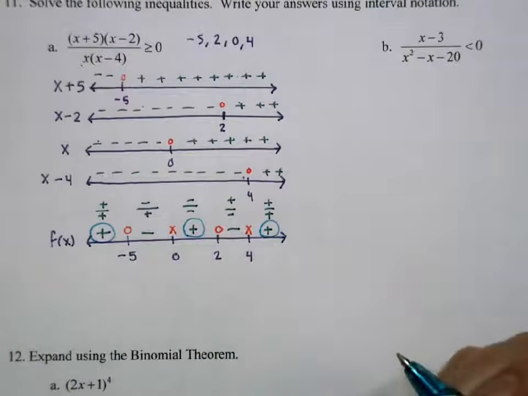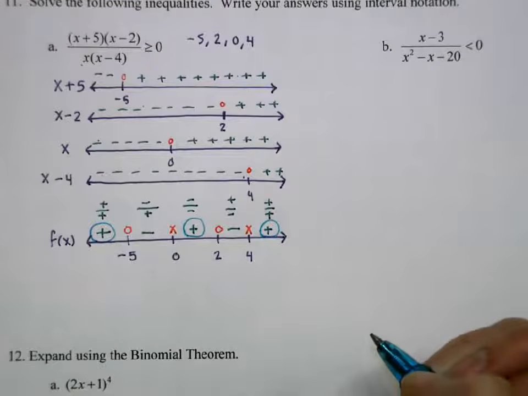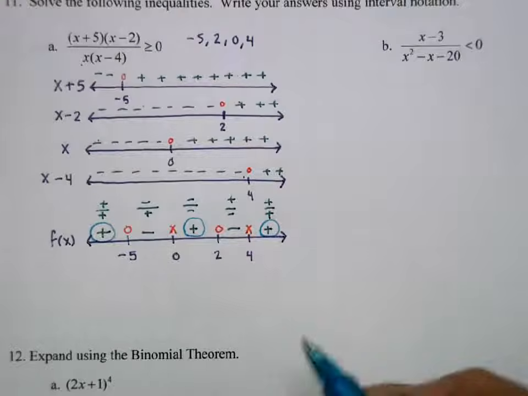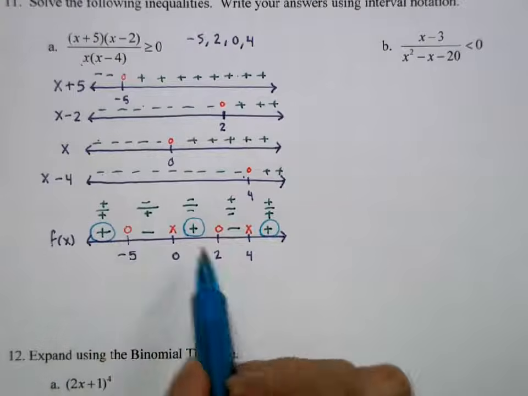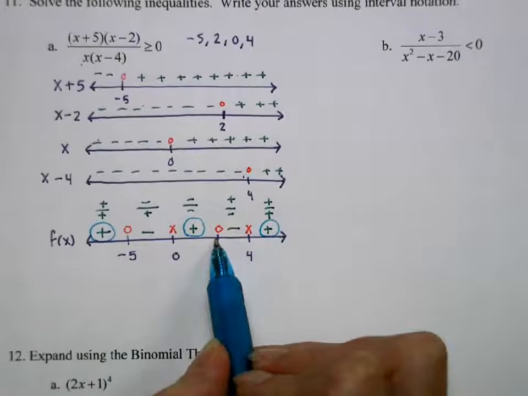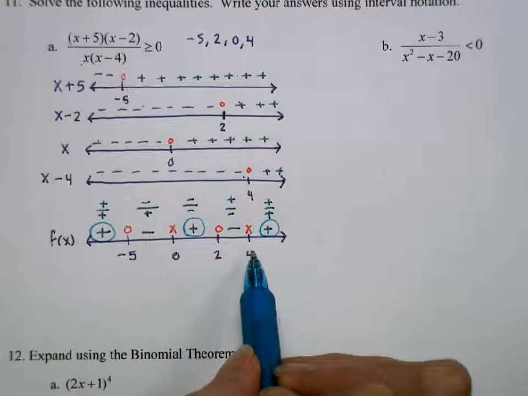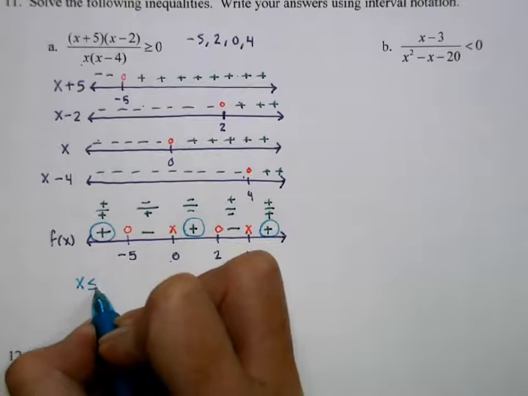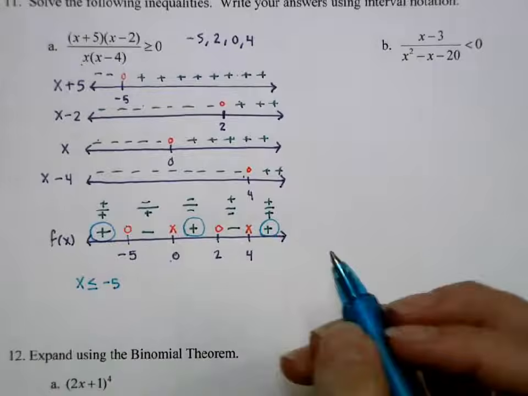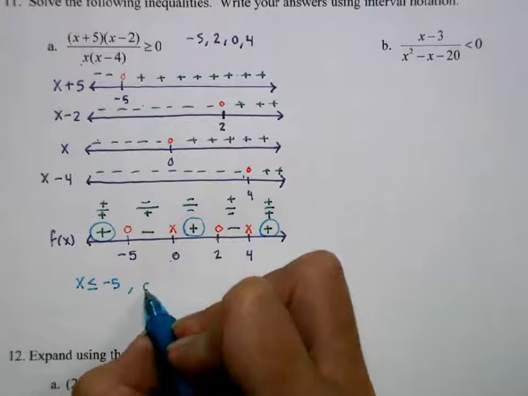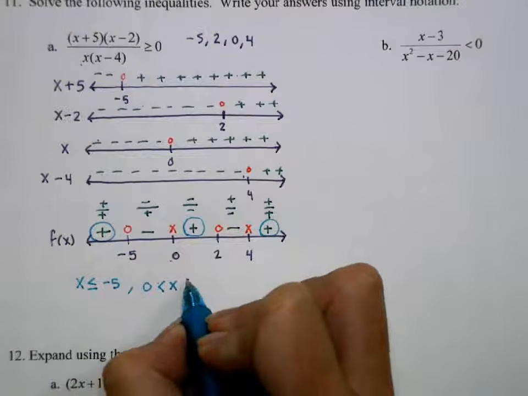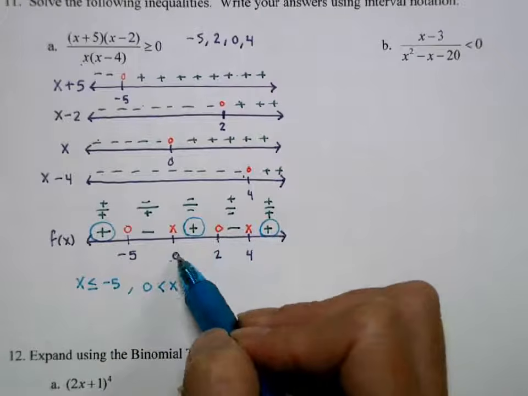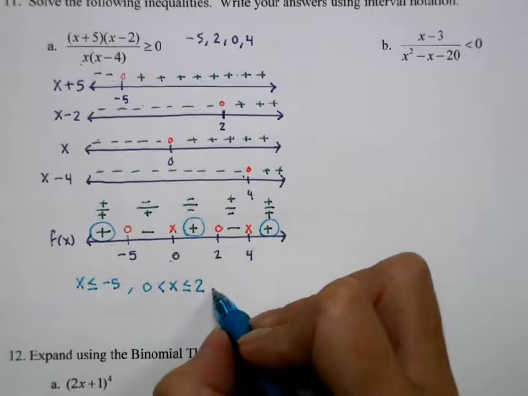Equal is anywhere where it also equals 0, which is going to occur at -5 and 2, but not at 4 and 0, because those ones were in the denominator. So this is going to be x is less than or equal to -5, because it is 0 at -5. Here, we're going to have 0 is less than x is less than or equal to 2, because 2 is included, because it's a 0. 0 is not, because it's undefined. And then for 4, x is greater than 4, non-inclusive.